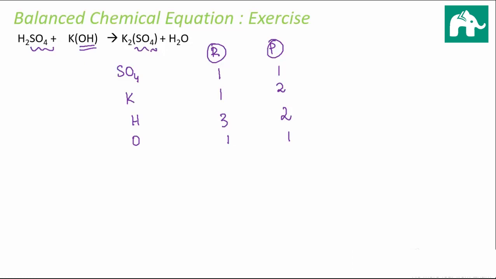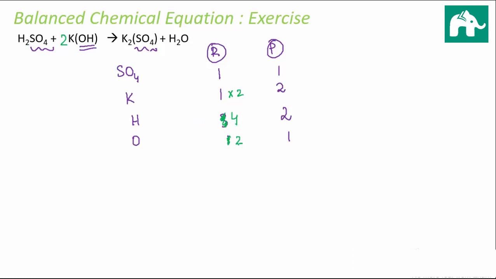Okay. So now let's start the balancing. So sulfate is already balanced. In order to balance potassium, we need to multiply by 2 on the reactant side. So that's what we did. Now as we did that, the number of oxygen atoms and hydrogen atoms on the reactant side gets altered. So the hydrogen atom now becomes 2 plus 2, that is 4. So this becomes 4 and the oxygen atom becomes 2.